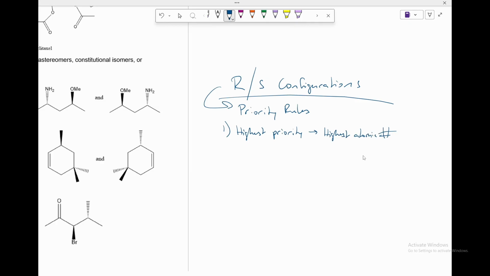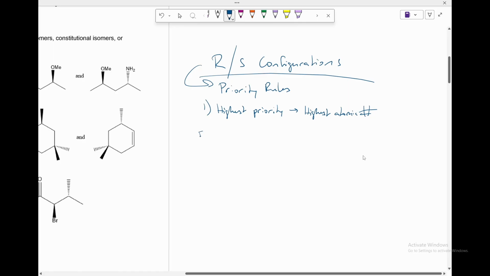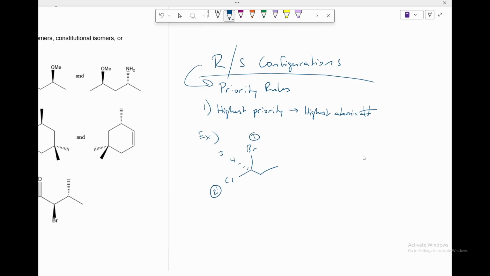Okay. So if, for example, I had this bromine, chlorine, maybe an ethyl here and a hydrogen here, bromine gets 1, chlorine gets 2, hydrogen gets 4, and ethyl gets 3. Okay.